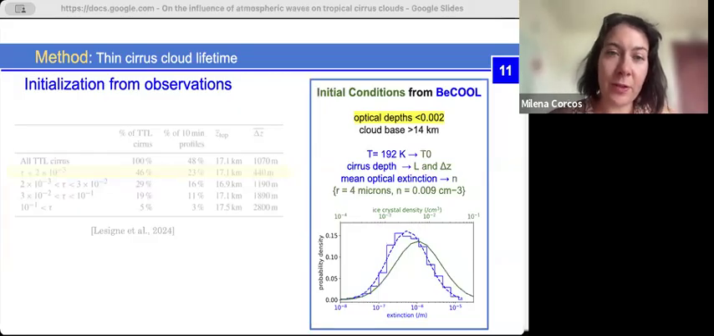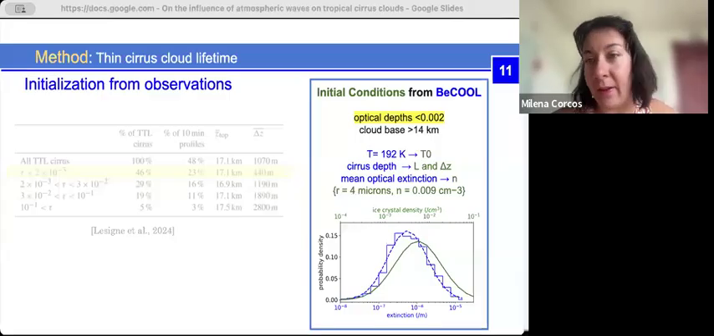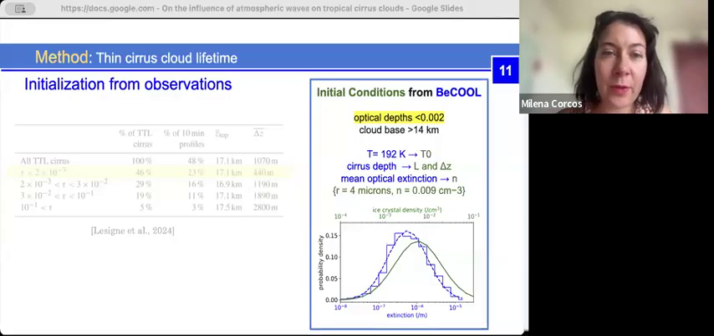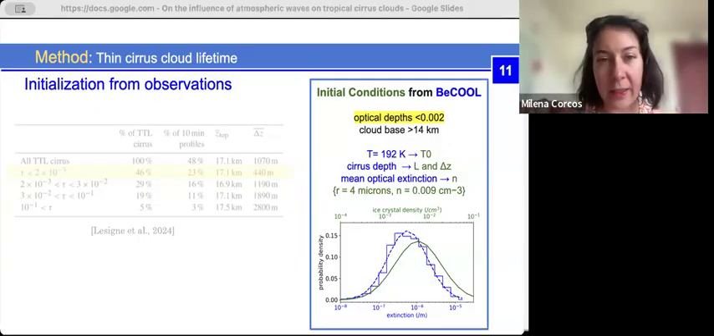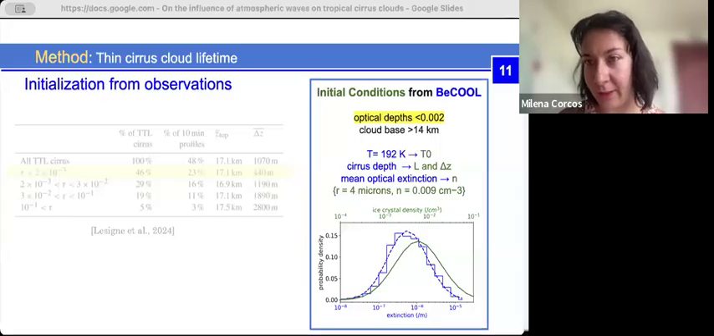So from these observations, we also prescribed the initial cloud characteristics. To go very briefly, we use the optical extinction seen by BCool. We use the extinction equation, and we infer an equivalent ice crystal population, assuming an initial mean radius of around 4 microns. So this figure on my slide is showing the distribution of observed extinctions in blue and our corresponding initial ice crystal population in green.